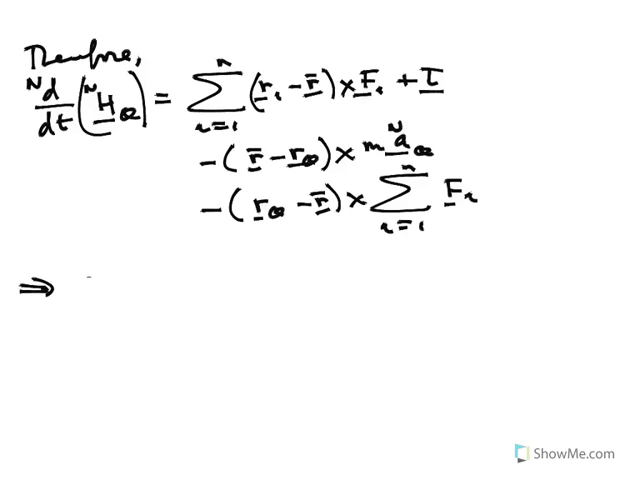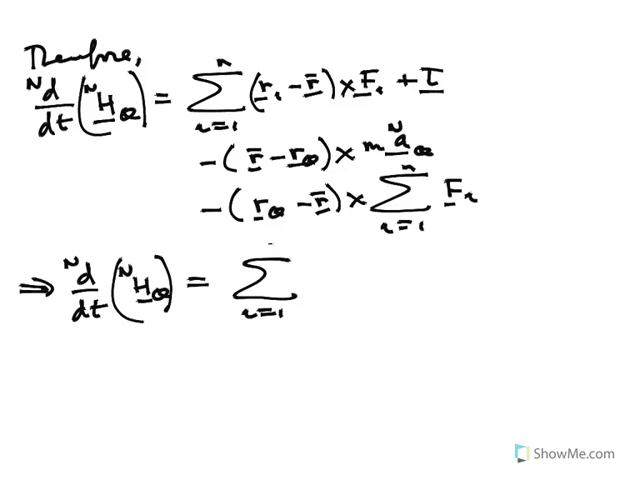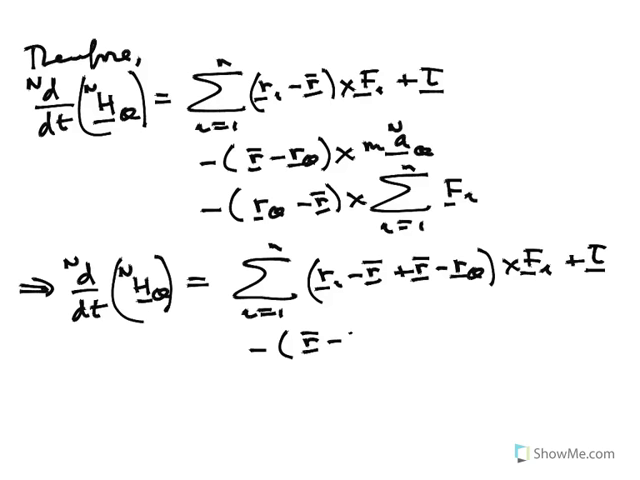So then this gives that the rate of change in N of HQ in N is equal to, well, now look what we've got here. We've got the sum from i equals 1 to n of (ri minus R bar) plus (R bar minus RQ), crossed with Fi, when I take the (RQ minus R bar) inside the summation of the last term. Then I have plus tau, and then I have minus (R bar minus RQ) crossed with M aQ in N.